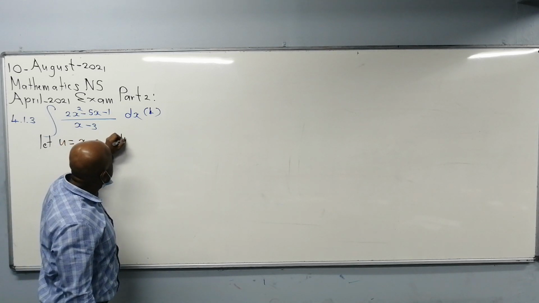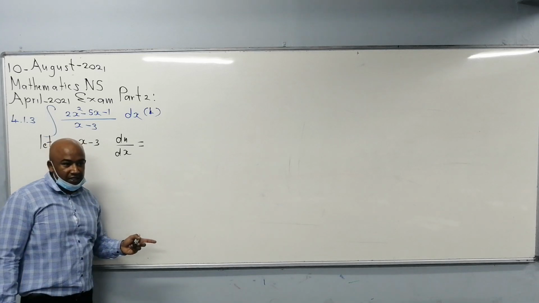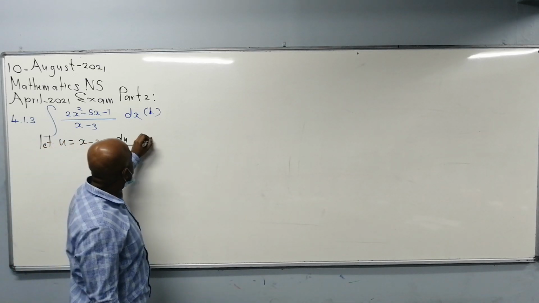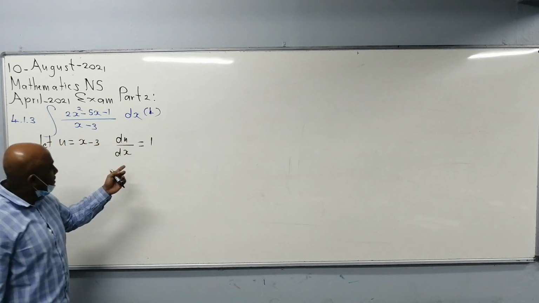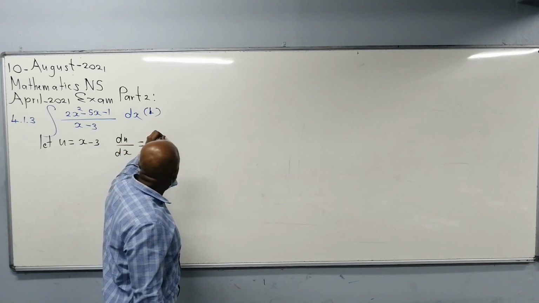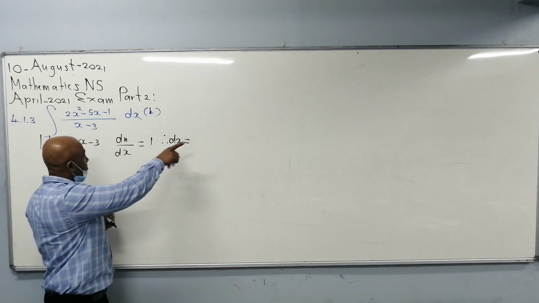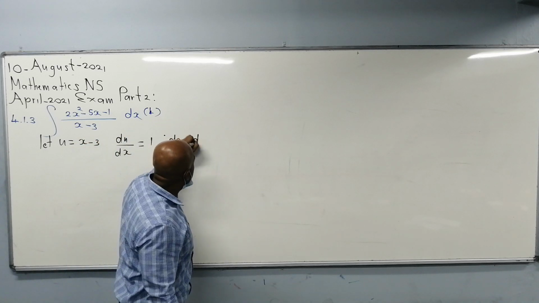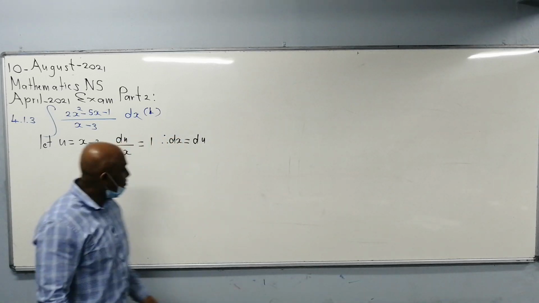We always find du over dx, and we always make dx the subject of the formula. So du over dx is just 1 minus 0, which is just 1. Clear with that? So now if I cross multiply, du is equal to dx, that means dx is equal to 1 times du. Same thing. You're clear with that?